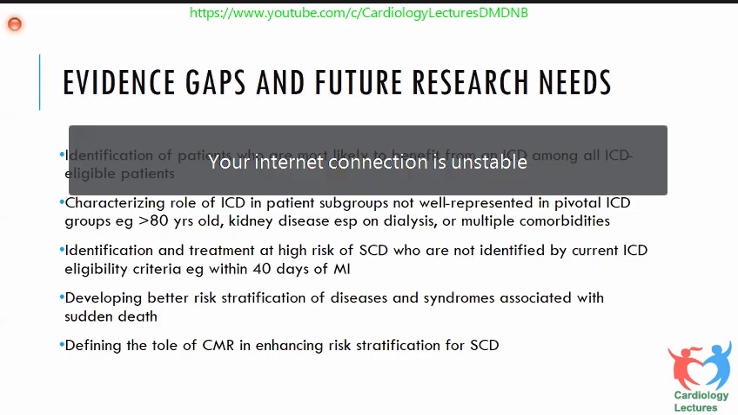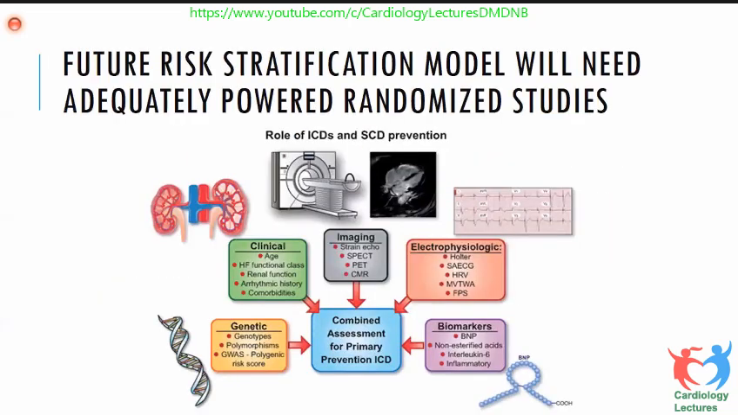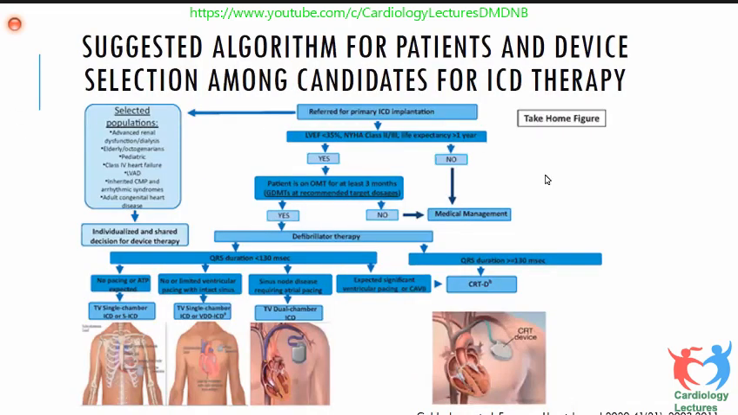Information on the subgroups not represented in the pivotal ICD trials, as I mentioned. High risk: identification and treatment of those at high risk of sudden cardiac death not identified by current ICD eligibility criteria, and better risk stratification. So they have a whole lot, but I picked out some with specific reference to ICD therapy. Find high risk patients requiring treatment for sudden cardiac death with appropriate ICD therapy.